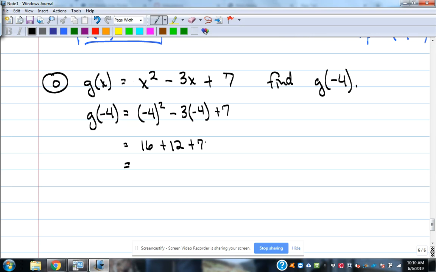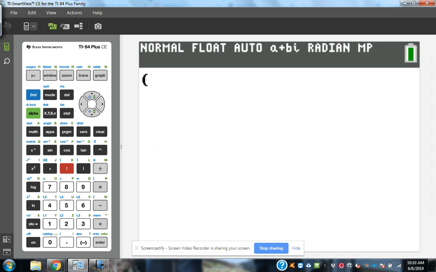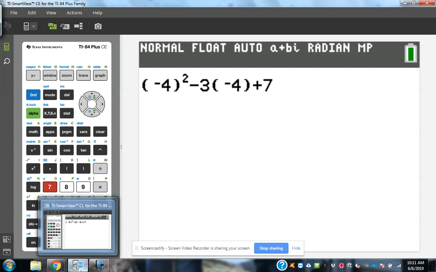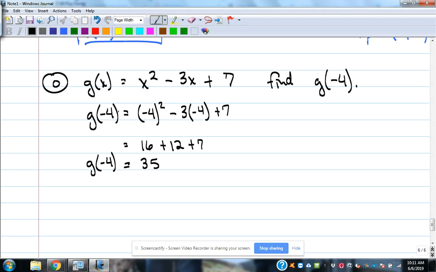28 plus 7 would be 35, I believe is correct. I'm going to show you with the calculator how I would do that. Just really simple. But I just do parentheses negative 4, raise the second, right arrow key to get out of the exponent, minus 3 parentheses negative 4, close the parentheses, plus 7. So I'm just typing that in exactly like I've got it written at this step.